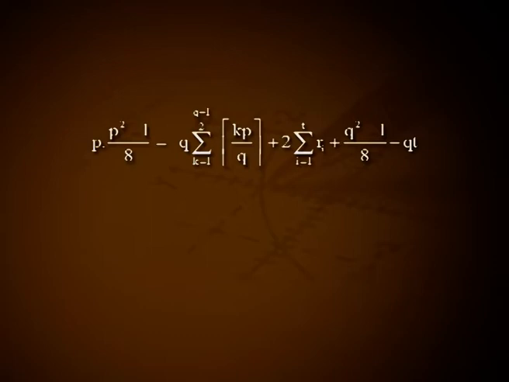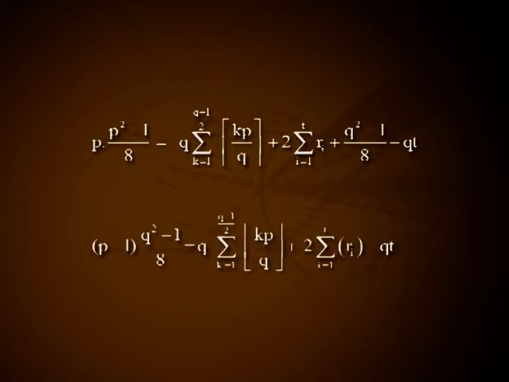From 2 and 3, (p minus 1)(q² minus 1)/8 is equal to q times the sum over k = 1 to (q−1)/2 of floor(kp/q) plus 2 times the sum over i = 1 to t of r_i plus (q² minus 1)/8 minus qt, which implies (p minus 1)(q² minus 1)/8 is equal to q times the sum over k = 1 to (q−1)/2 of floor(kp/q) plus 2 times the sum over i = 1 to t of r_i minus qt.